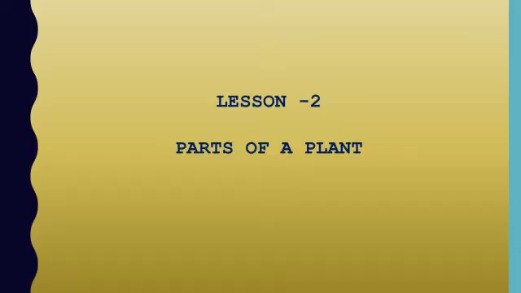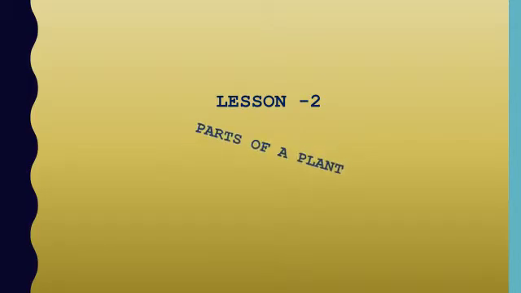So, which lesson were we learning in the previous class? Yes, it's parts of a plant. In the previous class we learned about root, stem and its function. And a very important part, which is also called the kitchen of the plant or food factory of the plant. So what is it, children?